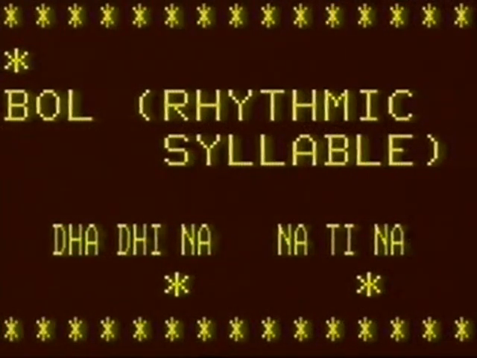Some secondary school students used a 6-beat rhythm for their dance. Dha, thi, na, na, ti, na, dha, thi, na, ti, na.